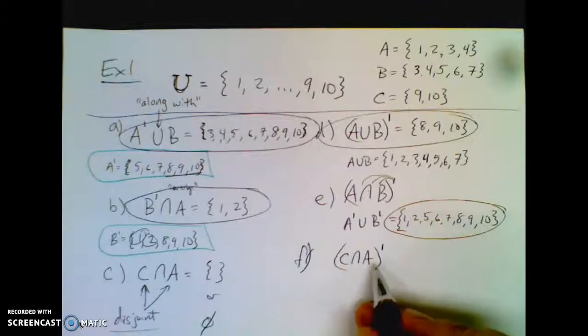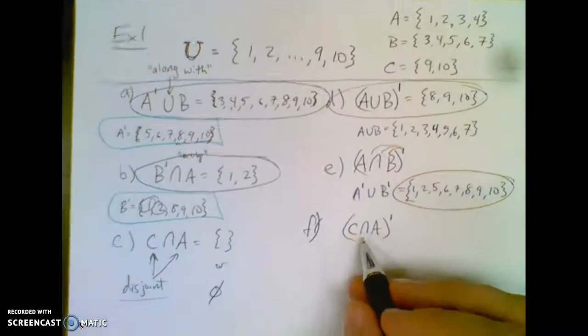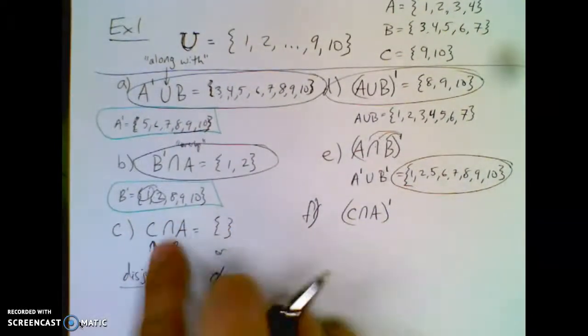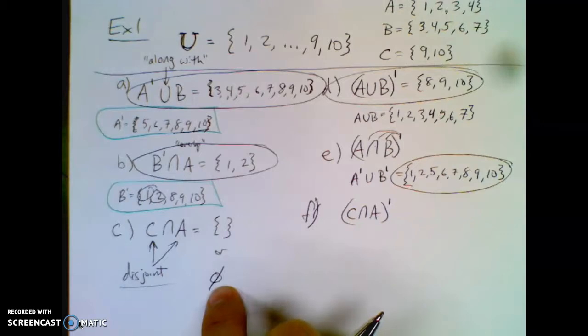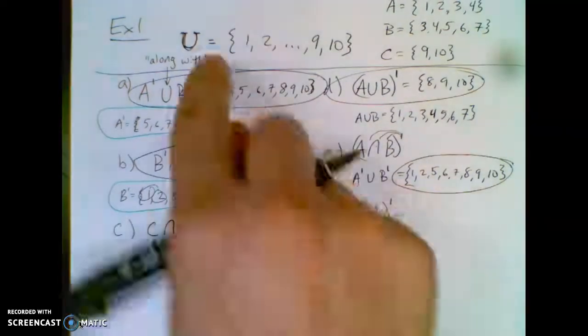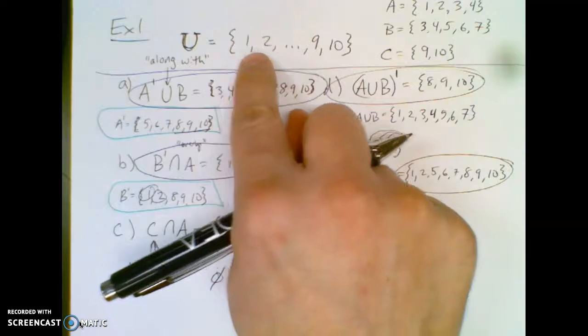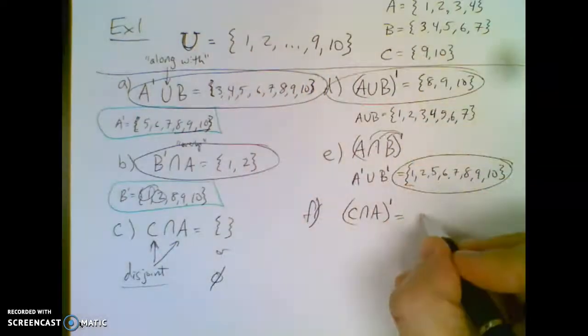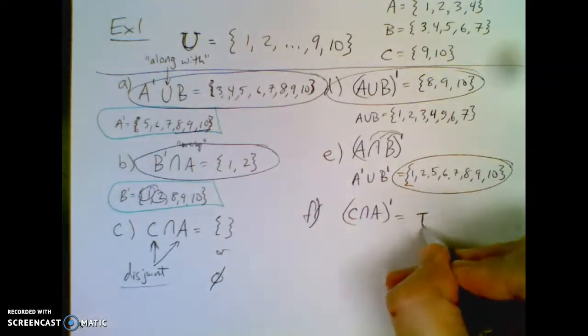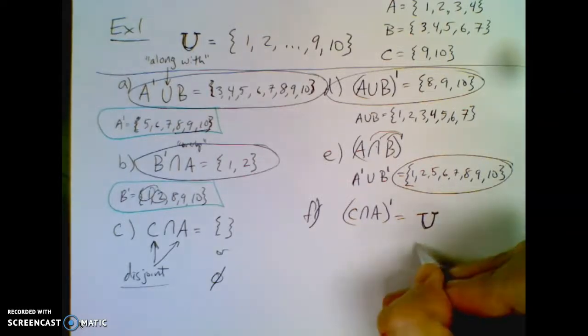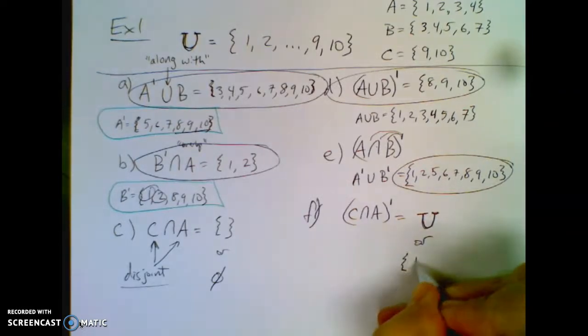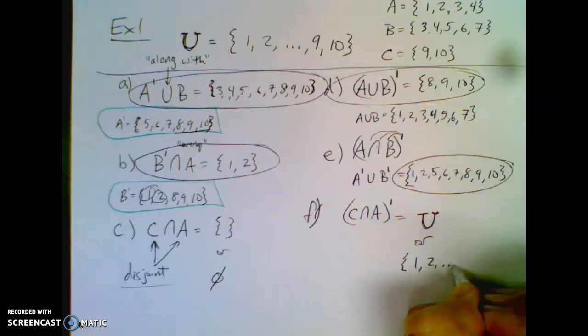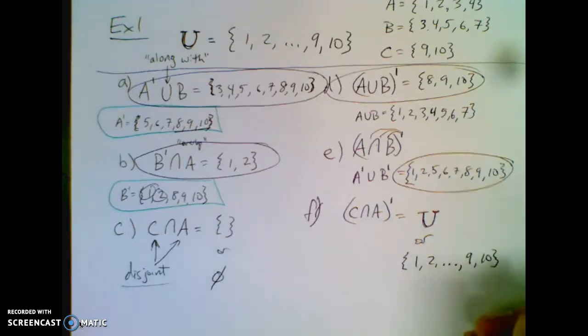And last one, C intersect A not. We already just found C intersect A is nothing, right? Well, what's the not version of nothing? It is everything. So I could write 1, 2, 3, 4, 5, 6, 7, 8, 9, and 10, or if I'm feeling lazy, I could just write bold universe, right? Universal set. And sometimes we use dot dot dots because we don't feel like writing everything.